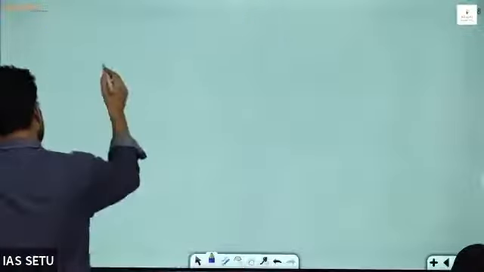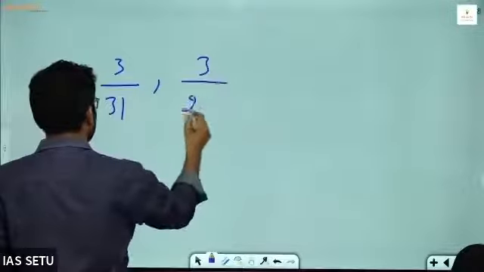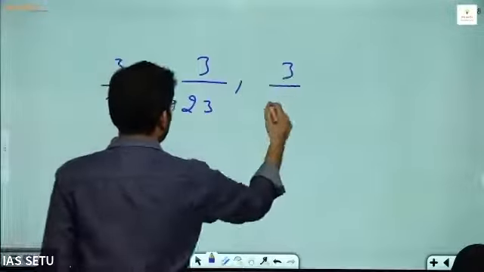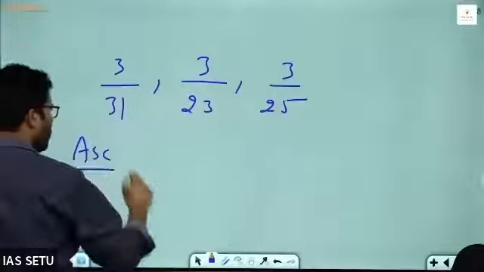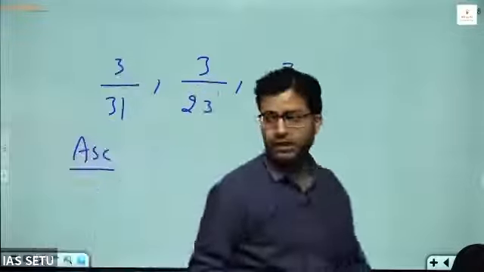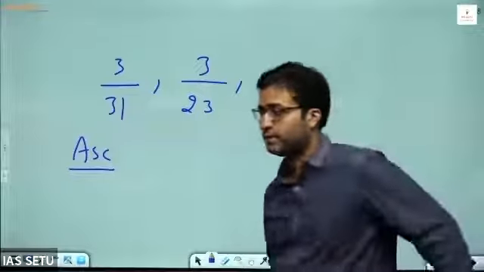Let me ask you a question. 3/31, 3/23, 3/25. Arrange these three fractions in ascending order. Numerator constant है इसमें.